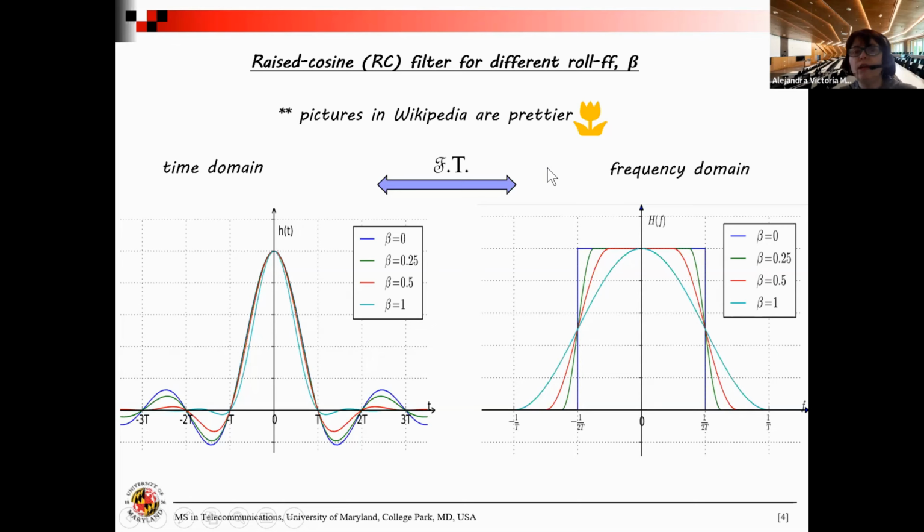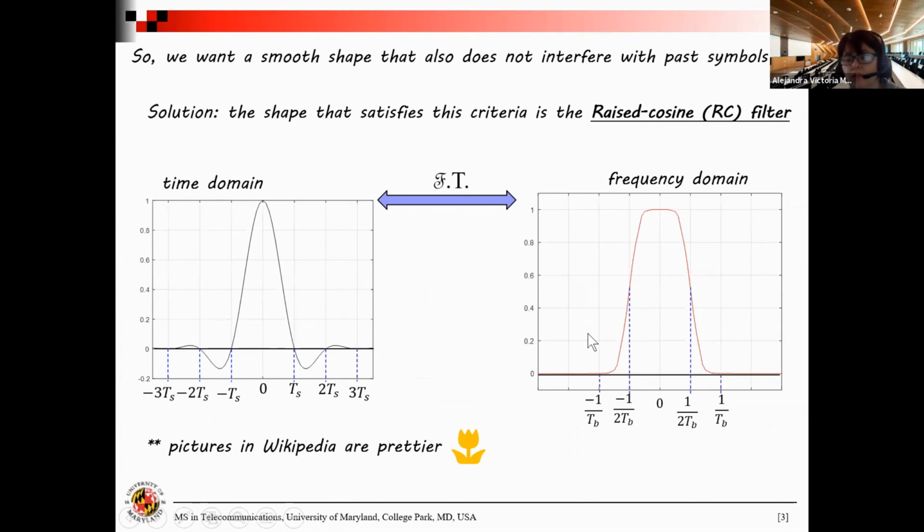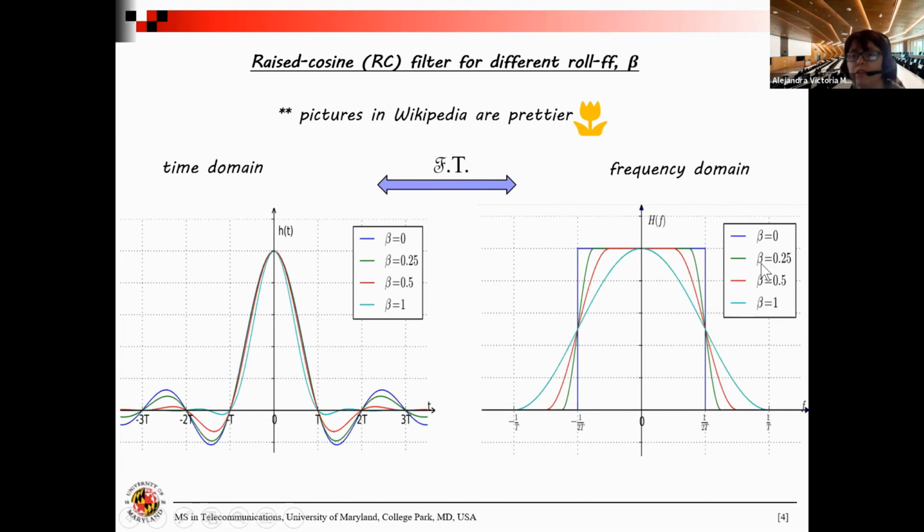And the raised cosine filter can have several shapes depending on the parameter beta. In my example, I did beta equal to 0.25. In Wikipedia, they offer the blue one where beta is 0, the green one where beta is 0.25, the red one is 0.5, and the cyan one is 1.